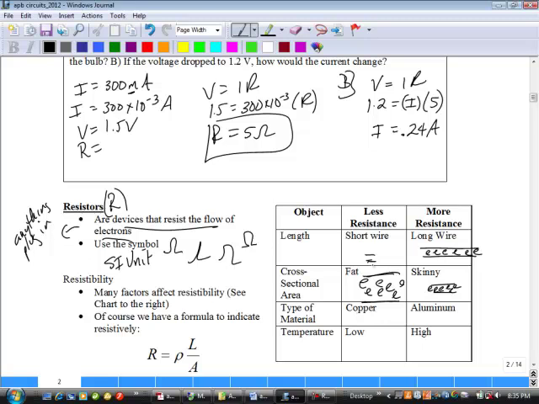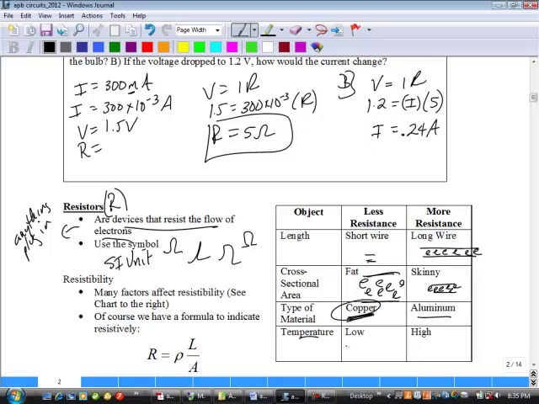The type of material also has to do with resistance. Aluminum has more resistance than copper. If we could afford it, we would build all of our electrical wires out of gold because it has an extremely low resistance. It would not be financially feasible, although now with copper being so expensive, it's not feasible to build out of copper either.